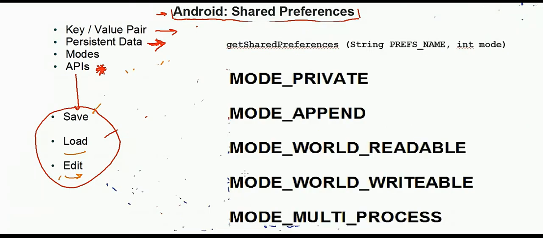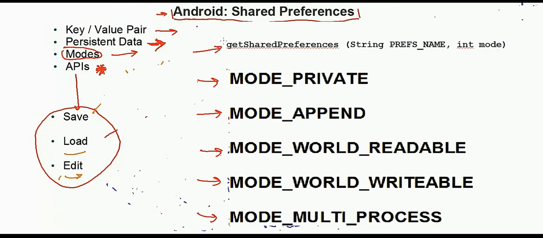And now we come to the modes. After we have discussed the APIs that we use for these preferences, what are the different kinds of modes that we can use in the shared preferences? These modes are actually integer values that we specify when we call the getSharedPreferences function. And these modes tell us in what mode we are going to use our shared preferences.